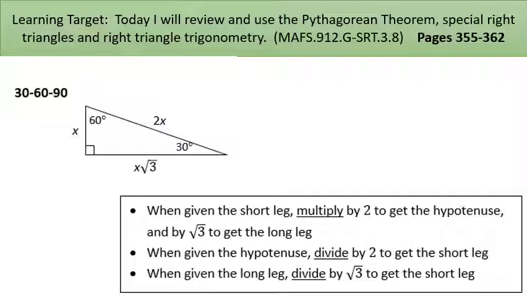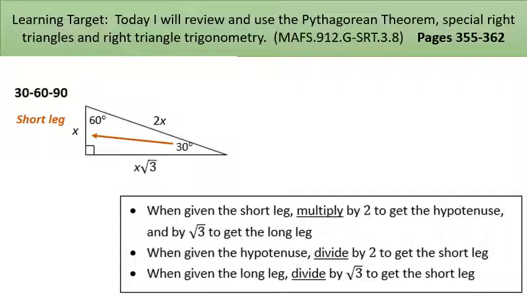30, 60, 90. We have two special right triangles. 45, 45, 90 is one of them. 30, 60, 90 is the other one. It's called a 30, 60, 90 because there's one angle that's 30 degrees, one angle that's 60 degrees, and one angle that's 90 degrees. One thing to remember from geometry is that in a triangle, the smallest side is always opposite the smallest angle. So think about what is the smallest angle? It's 30 degrees. If you go across from that 30-degree angle, that's what we're going to call our short leg.